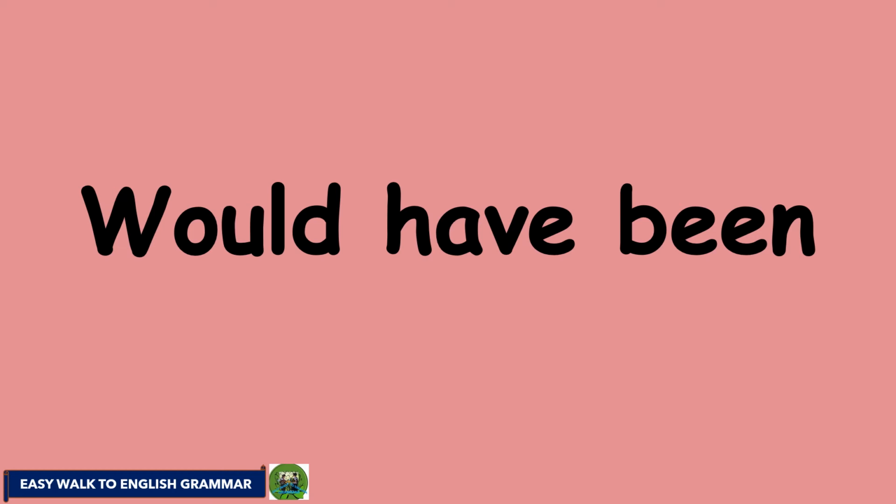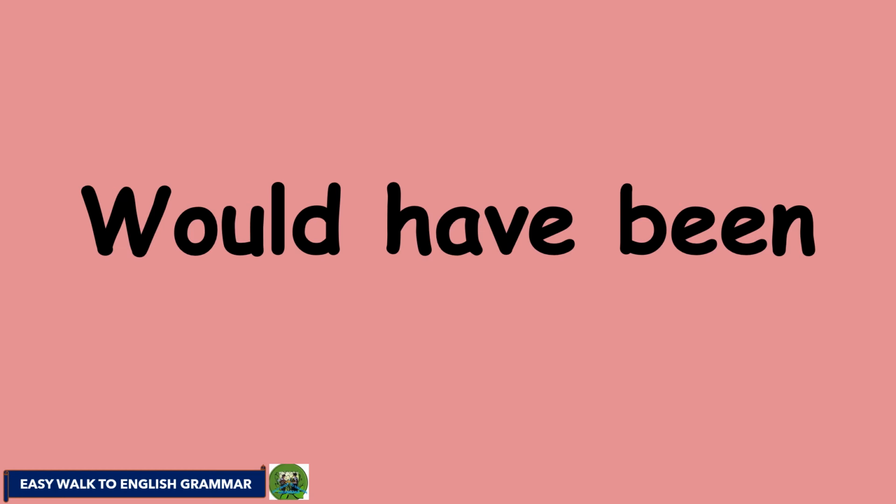When we use could have been in sentences, we are speaking about an ability in the past. An ability in the past means a possible ability. And when we use would have been, we refer to a state of being that was possible or probable in the past, a state of being.